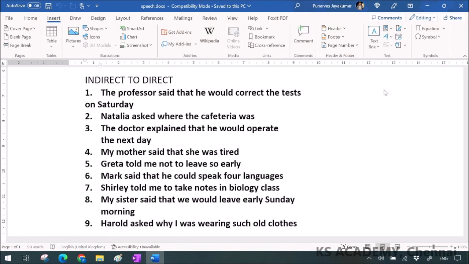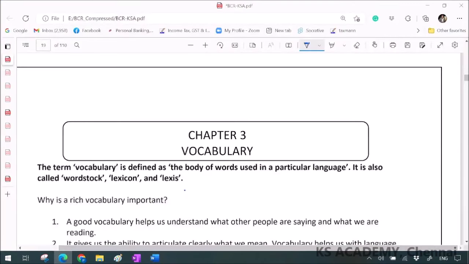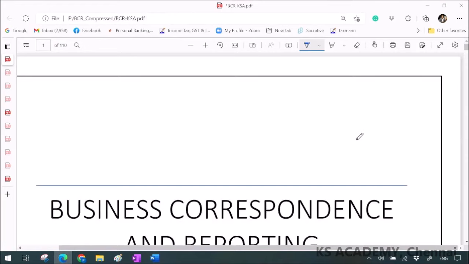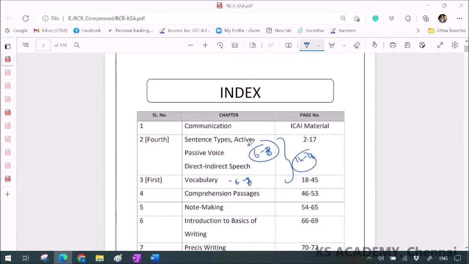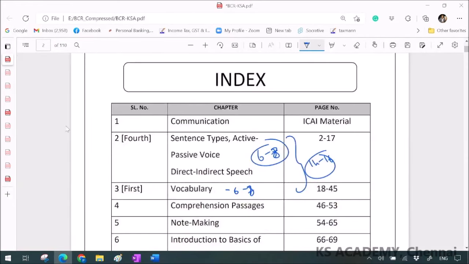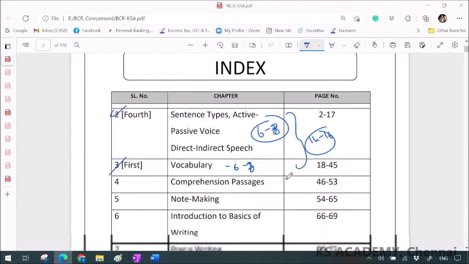Actually, indirect to direct is very easy. Direct to indirect is a little irritating. But in these active, passive, direct, indirect, 4 plus 4, 8 marks in your pocket. Similarly, in the first vocabulary part also, the same thing. So coming back to the main stuff, 14 marks, these 2 are done.